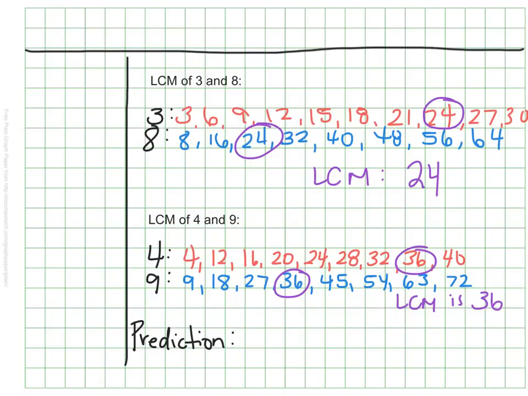Did you notice that in both of these situations, in both of these examples, the lowest common multiple was the product of the two numbers? In the first one, we had 3 and 8. Well, 3 times 8 makes 24, right? And that was our lowest common multiple. For 4 and 9, same thing. 4 times 9 is 36. And again, that was our lowest common multiple.